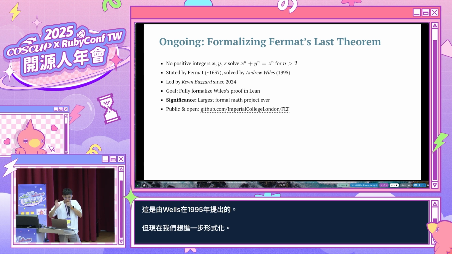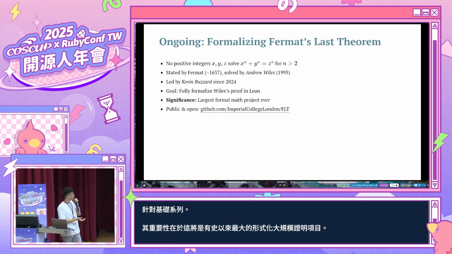The goal is clear. We want to fully formalize his original proof in Lean. It's not an easy job. We need concrete foundations for the underlying theories. And the significance is that it will be the largest formal math proof project ever. It's publicly open, so if you are interested, please have a look.